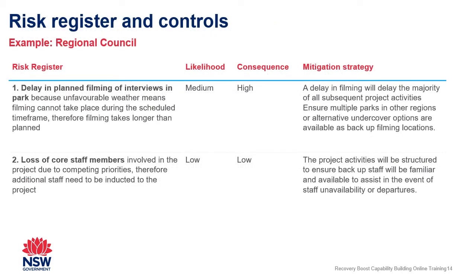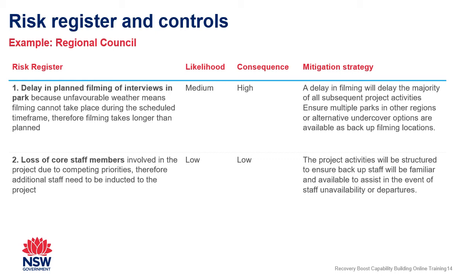Risk registers are very commonly documented in a project plan. This layout presents a very simple way to document risks for our case study example. This first one describes a risk of a delay in planned filming of interviews in the park because of unfavourable weather conditions, which means filming cannot take place during the scheduled time frame, and therefore filming takes longer than planned. The likelihood we've rated as medium, and the consequence we've rated as high.